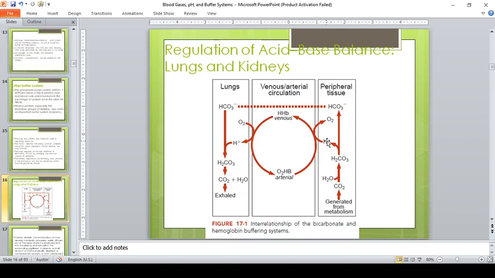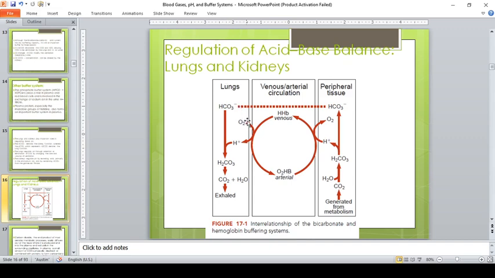Mag-decrease ang pH kasi magiging acidic siya. So, to avoid that, makiki-combine ito sa mga buffer. Kasi nga si buffer, they will combine with either a base or an acid to resist a change in the pH. Okay? So, in the lungs naman, the process is reversed.